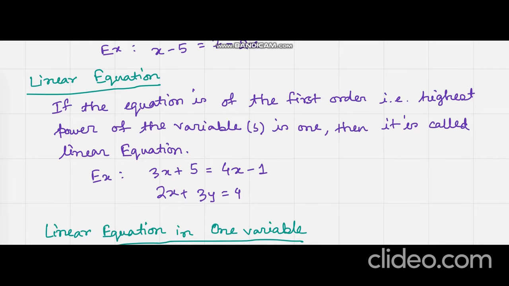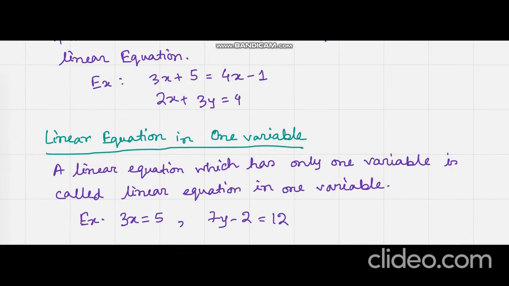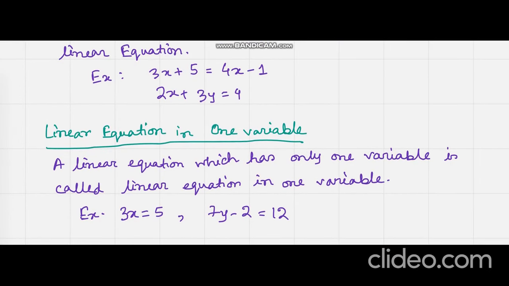Now let us have a look at which equations we call a linear equation in one variable. A linear equation in one variable is an equation that involves only one variable. In the earlier example, 3x plus 5 equal to 4x minus 1, only one variable was involved, that is x. And we already know the definition of linear equation. So when one variable is involved in a linear equation, that is called a linear equation in one variable.